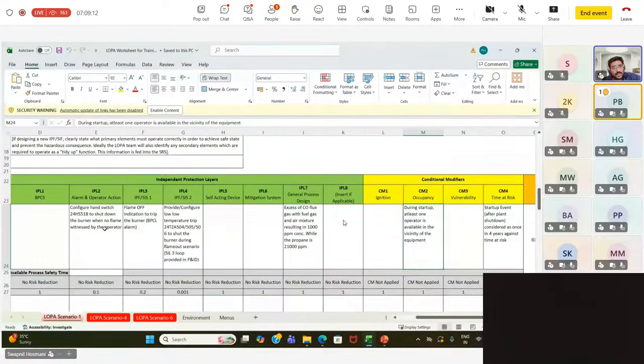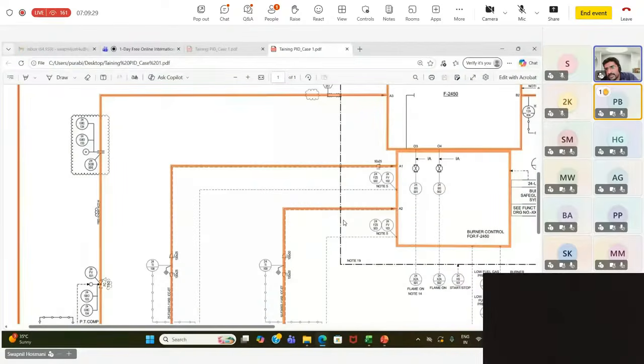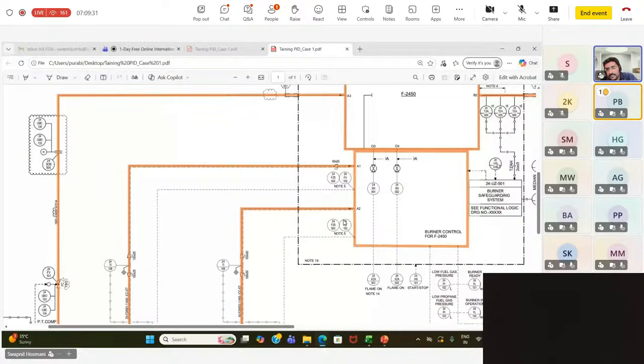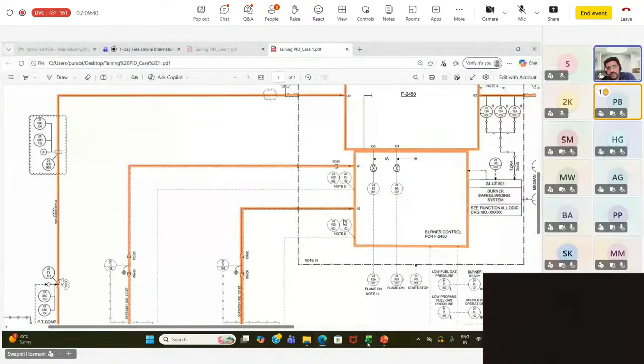Next, it says flame off indication to trip the burner. Now this is a PPCL alarm. Oh, sorry, I confused you. This one is a hand switch. If you see the P&ID, this is the hand switch, 24HS518, which is the first safeguard used by the operator. He will use this hand switch to switch off the burner.